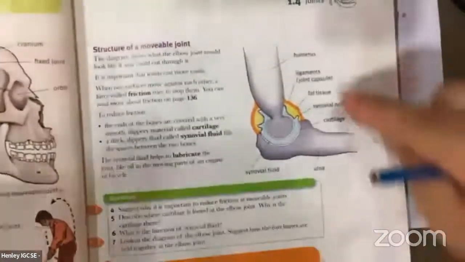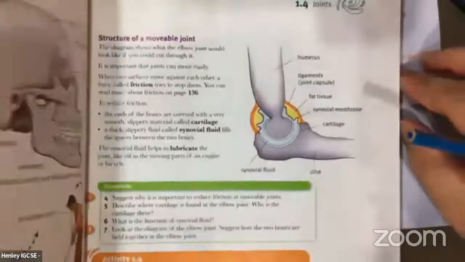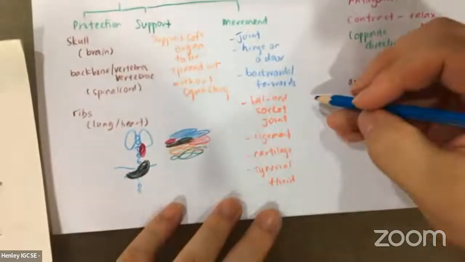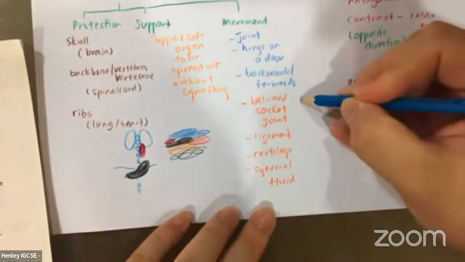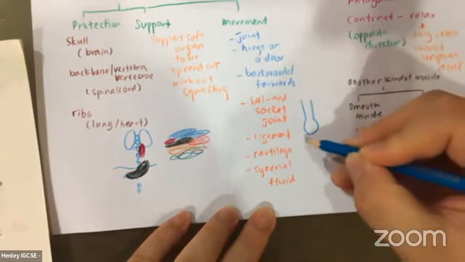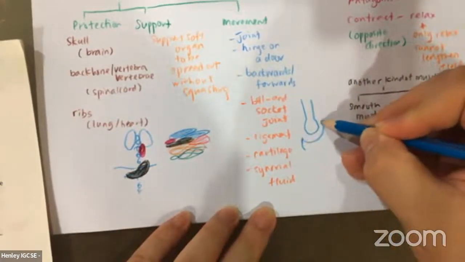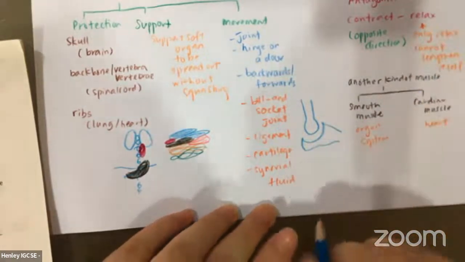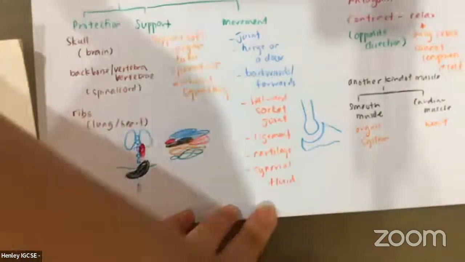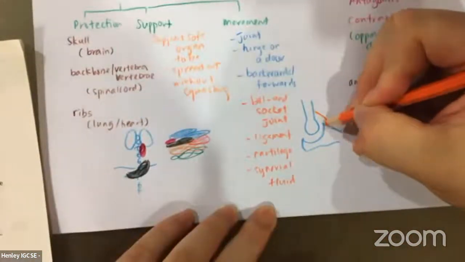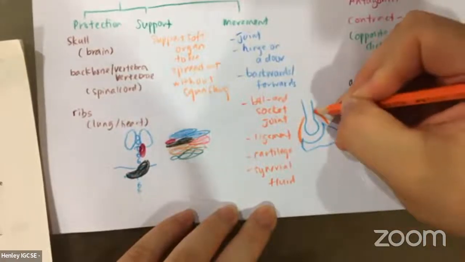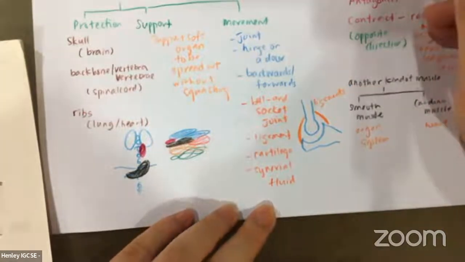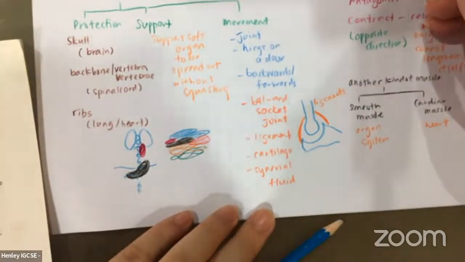This is the joint. I'll draw it for you. This is the bone coming in with a ball shape, and you have a socket. The socket will hold it. There will be ligament to hold this tight together. This is the joint capsule actually.